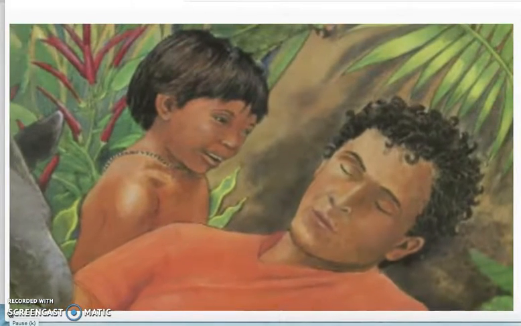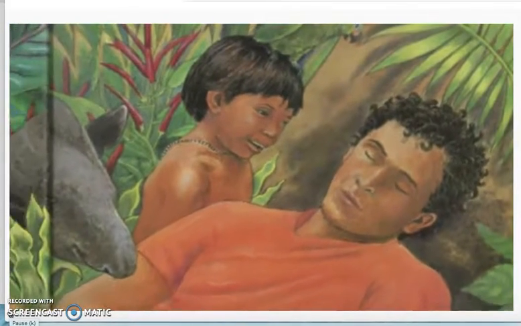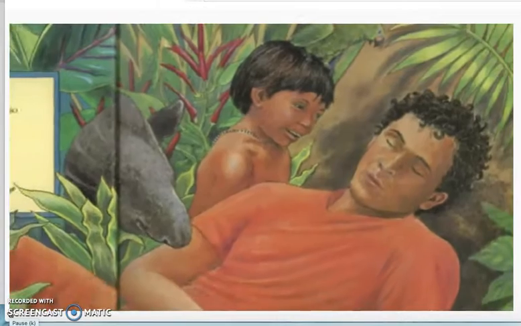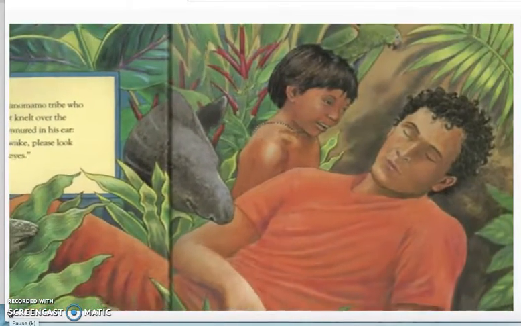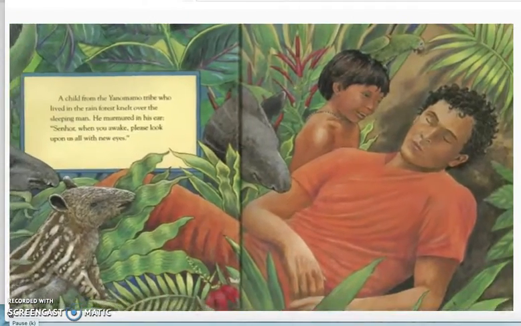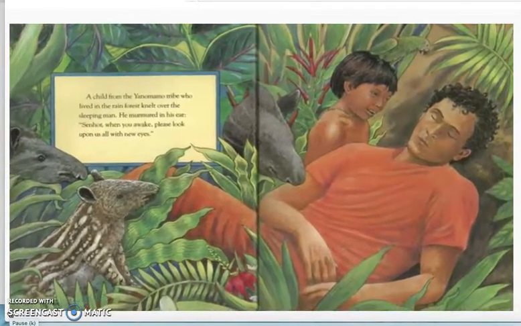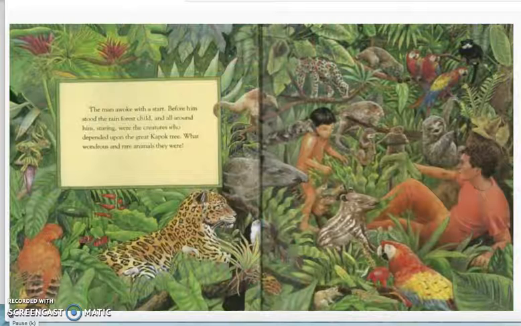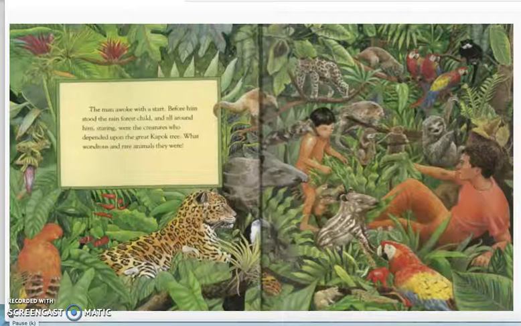A child from the Yanomamo tribe, who lived in the rainforest, knelt over the sleeping man. He murmured in his ear, Senor, when you awake, please look upon us all with new eyes. The man awoke with a start. Before him stood the rainforest child, and all around him, staring, were the creatures who depended upon the great kapok tree. What wondrous and rare animals they were!